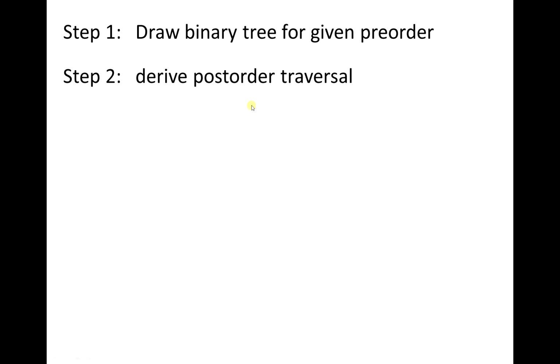Here to solve this sum we have to do two steps only. First, we have to draw the binary tree of the given pre-order traversal, and from that binary tree we have to derive the post-order traversal. Just two steps. So don't do any mind calculations. Pen down your answers. That is most important to get the correct answer and a confident mark.